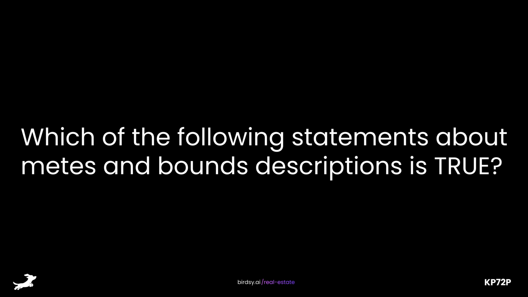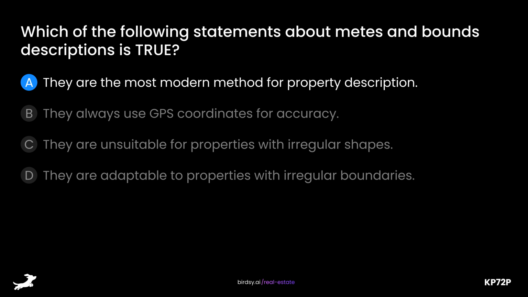Which of the following statements about meets and bounds descriptions is true? Is it A, they are the most modern method for property description, B, they always use GPS coordinates for accuracy, C, they are unsuitable for properties with irregular shapes, or D, they are adaptable to properties with irregular boundaries? The answer is D, they are adaptable to properties with irregular boundaries.